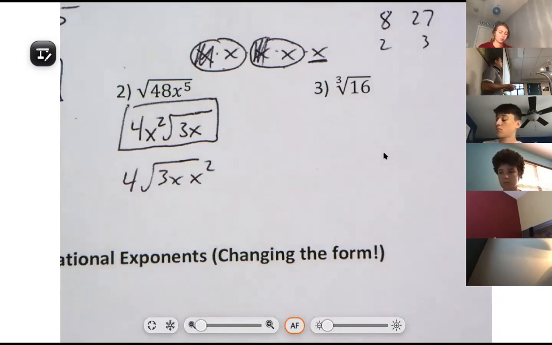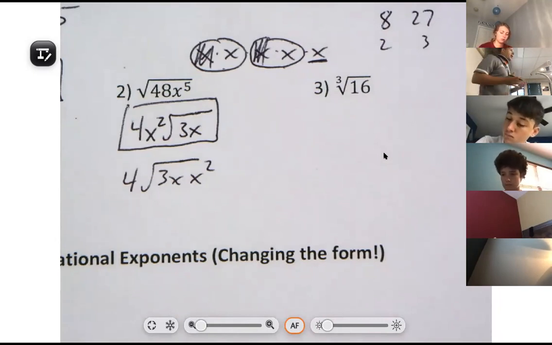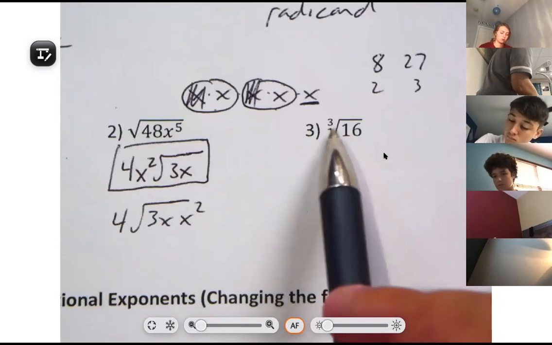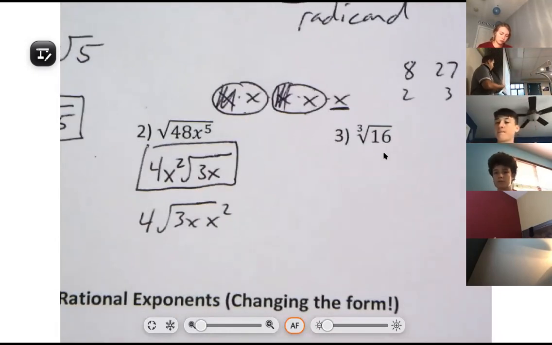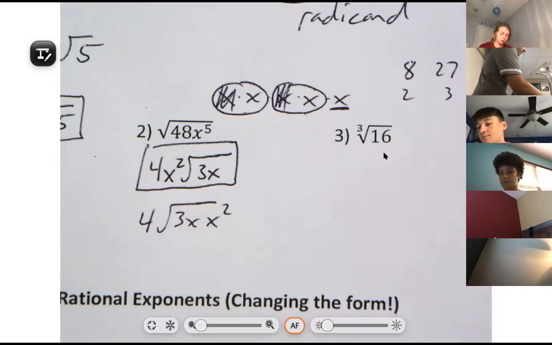Well, that's how we're going to actually do the problem, okay? We're simplifying a cube root. With a square root, we look for groups of 2. With a cube root, we're looking for groups of 3. If it was a fourth root, we'd look for groups of 4. And once you find, in this case, a group of 3, you take 1 out. For every group you have, 1 comes out. So we're going to do the same exact thing. We're going to do a factor tree.